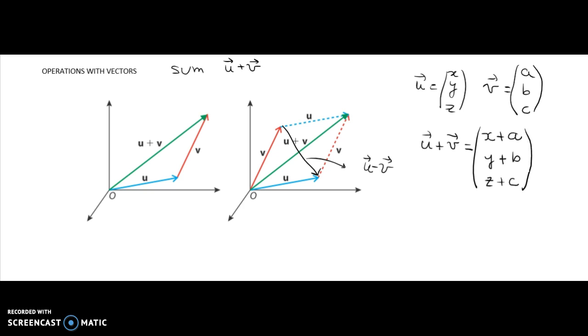So everything works as we would expect the sum to work, and the usual properties that we know from the sum of real numbers also apply. For instance, u plus v is the same as v plus u, so it doesn't matter the order we are summing. There are more properties, and you should check them in the book. This is just a review. I'm not going over everything that you are supposed to know.